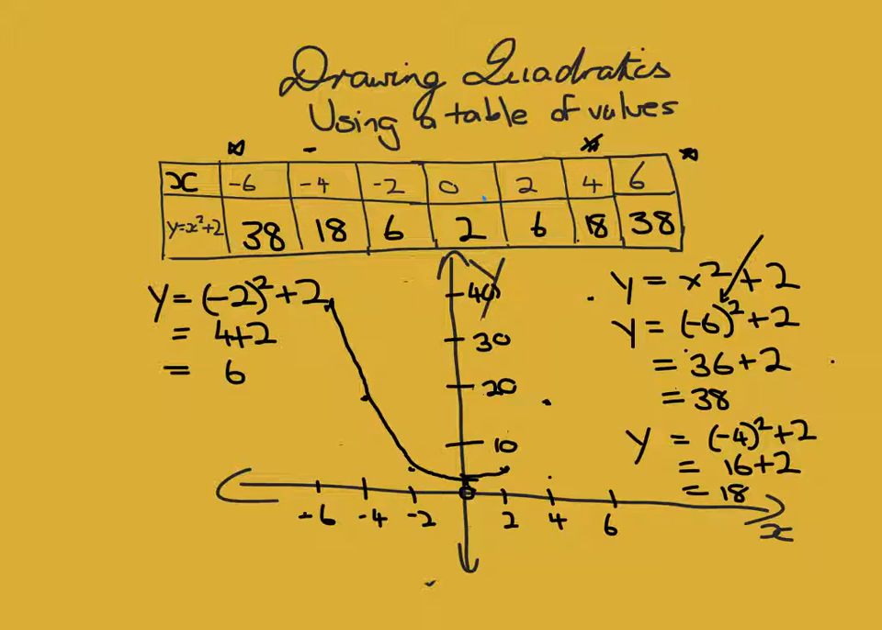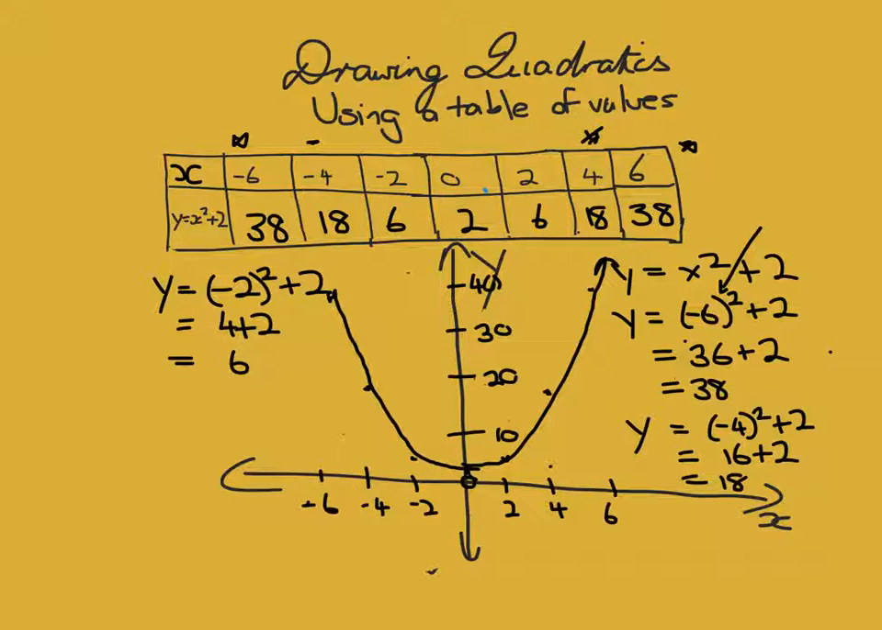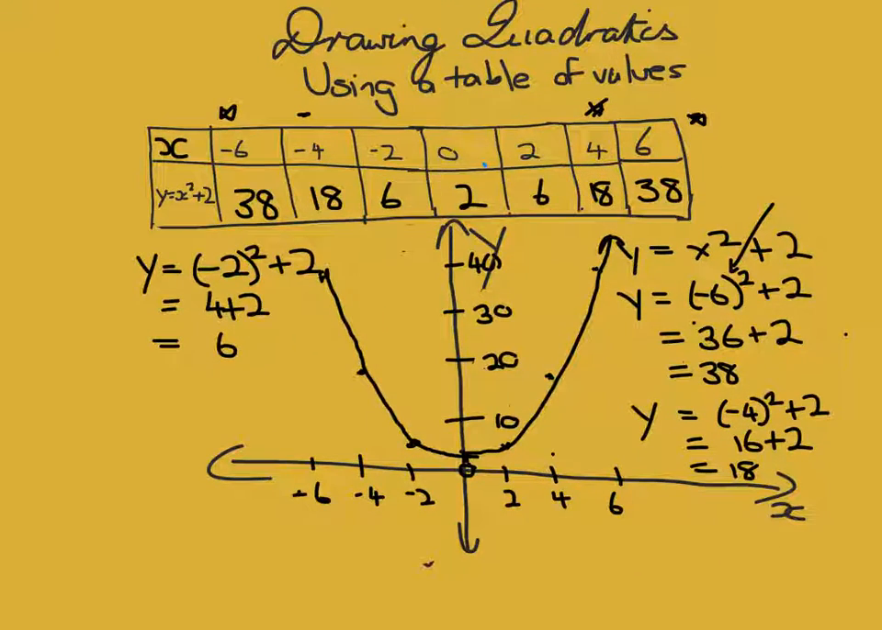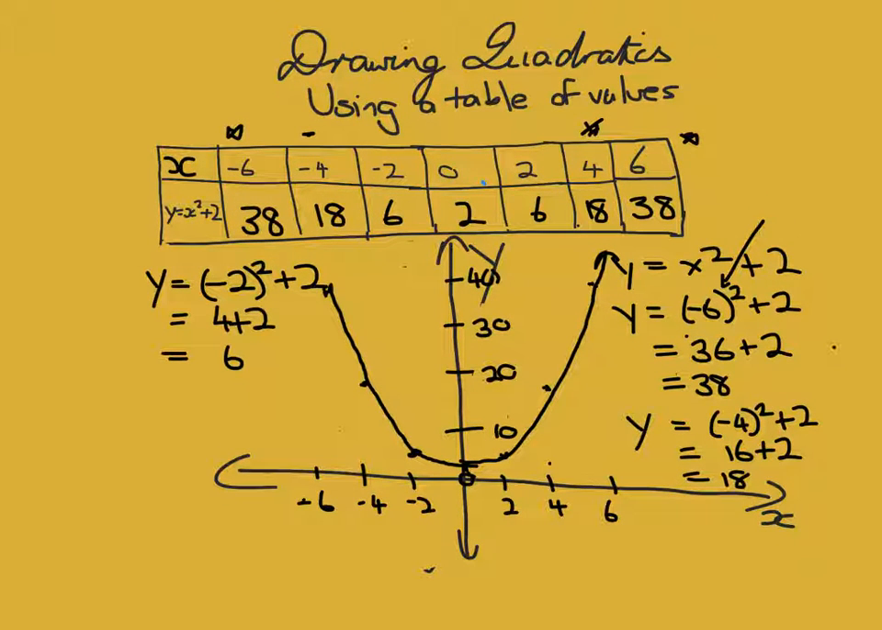And just to do that curve, and there we go. You want it to go through those points, so you might have to fiddle with it a little bit till it gets through those points. At the end of our graph, we always put arrowheads, like that, and we've drawn our quadratic. So there's an example of how to draw a quadratic using a table of values.